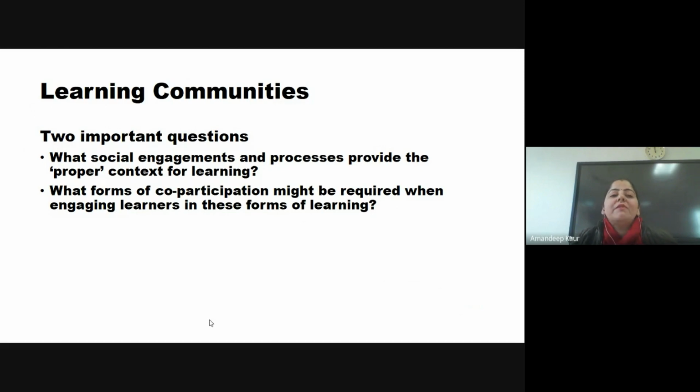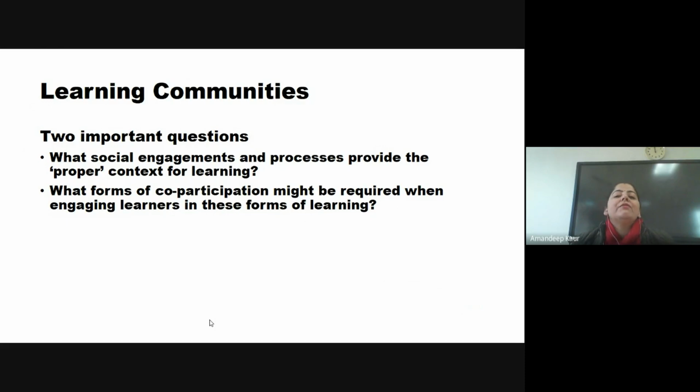So when it comes to the development of learning communities, there are two important questions that we need to ask. The very first one is, what social engagement and processes provide the proper context of learning? As a teacher, I need to think whether my students, while sitting in the cafeteria, discuss the content information. So what kind of activity do I need to give my students? When students are working on an innovative project or activity, maybe they can discuss that information while sitting on the green lush lawn of my institute.